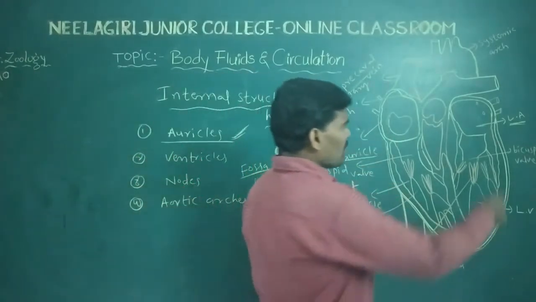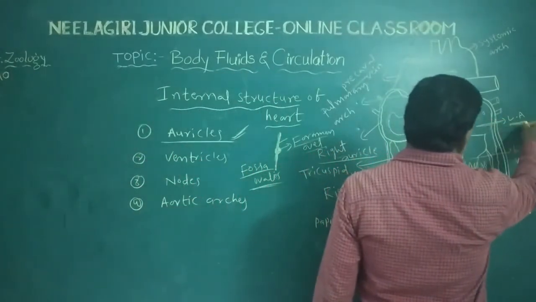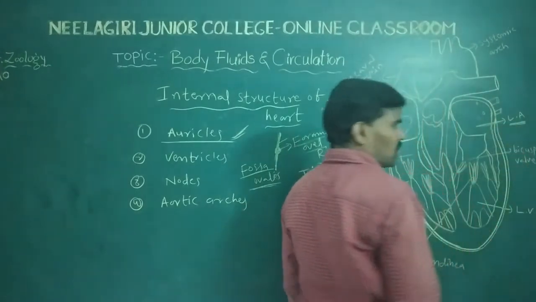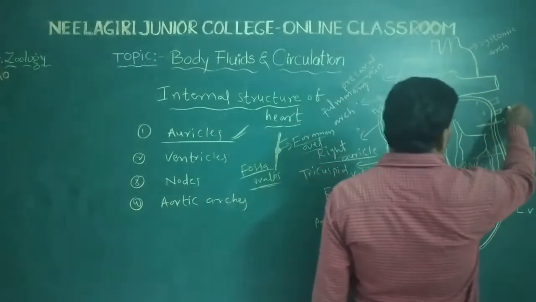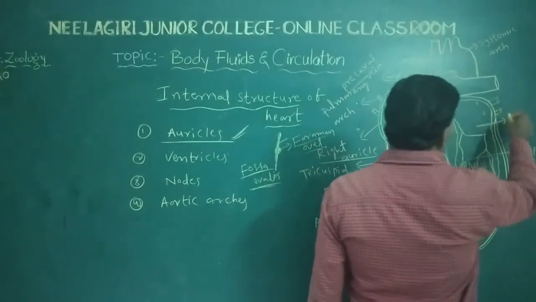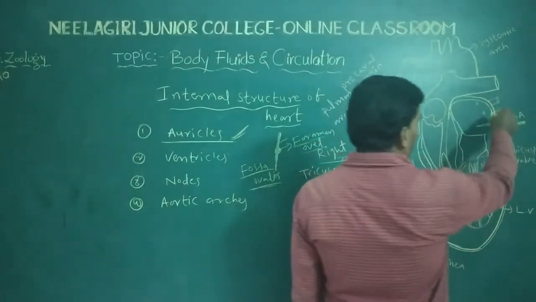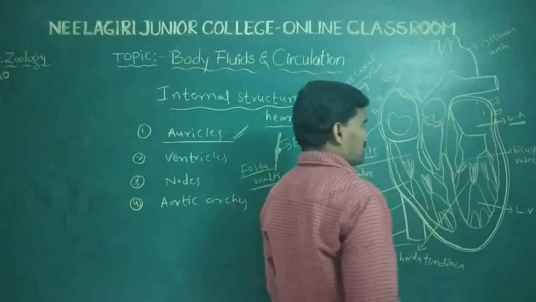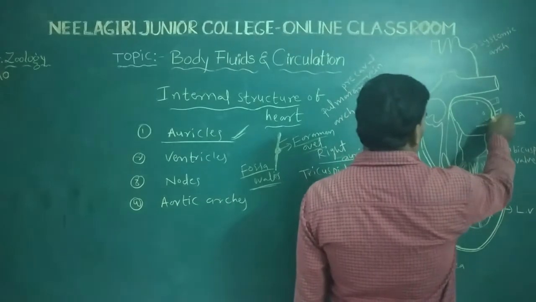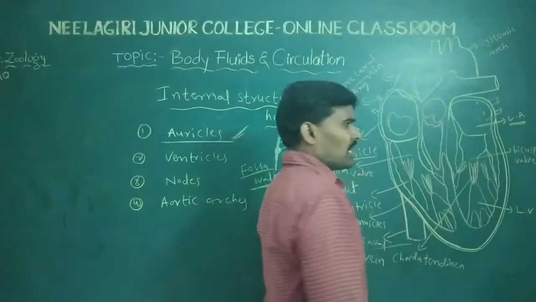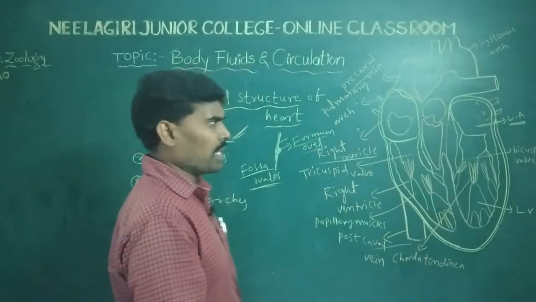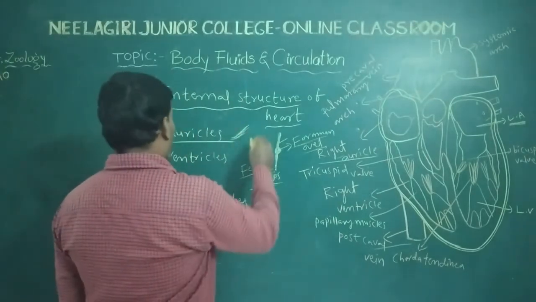The left auricle receives oxygenated blood from the lungs through the pulmonary veins, which are also guarded by sphincters. The left auricle is filled with oxygenated blood, and the right auricle is filled with deoxygenated blood.